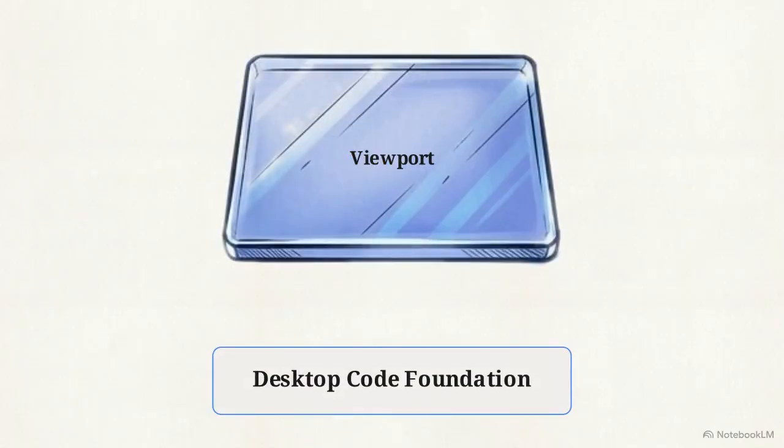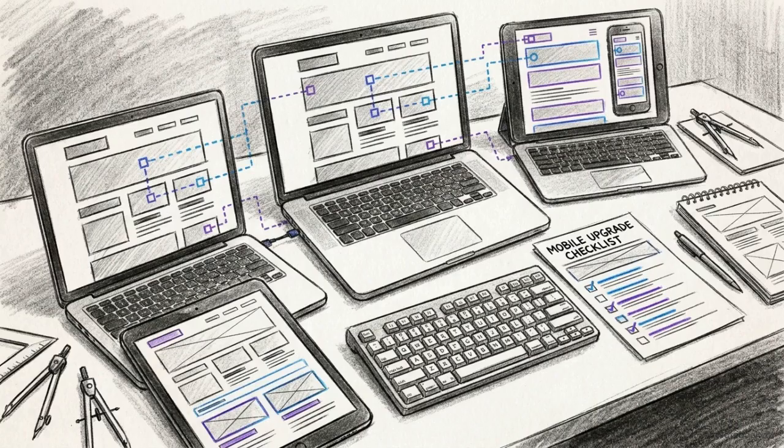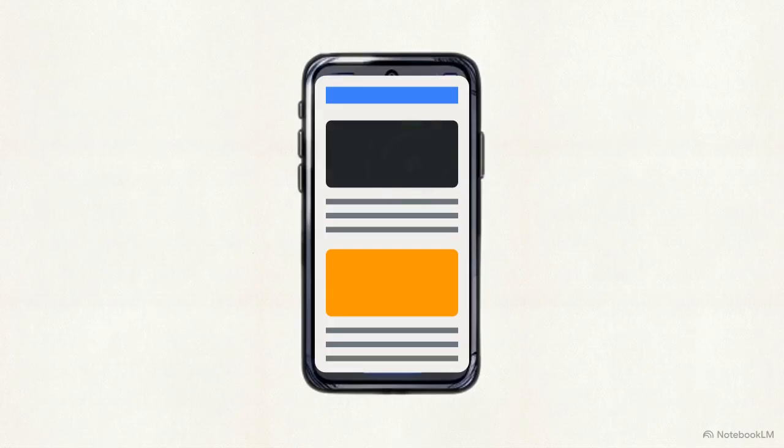The solution is retrofitting, layering a few specific rules onto your existing code to adapt it for smaller screens. This is how most real-world development actually works. You are rarely building from a blank slate. You are usually taking an existing desktop site and upgrading it to function for modern mobile users.